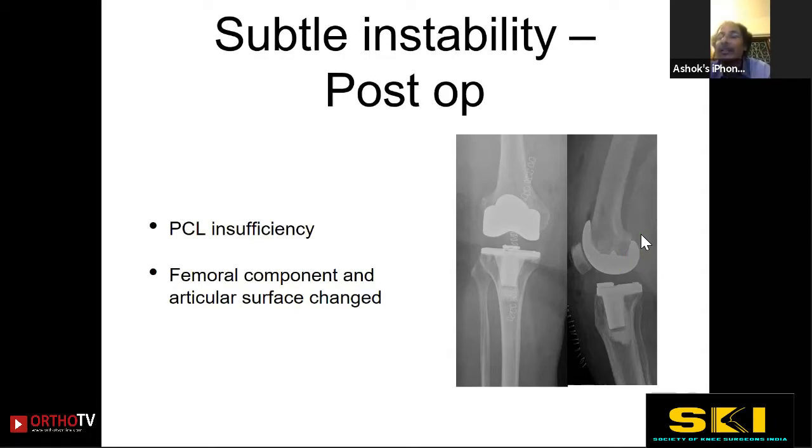I saw her about 6 weeks ago, just before this COVID stuff happened, and she's really very, very happy with her outcome. Right. So, may I ask one question? Yeah, sure. Sir, what are the tips and tricks in primary as well as revision to restore the posterior condylar offset?